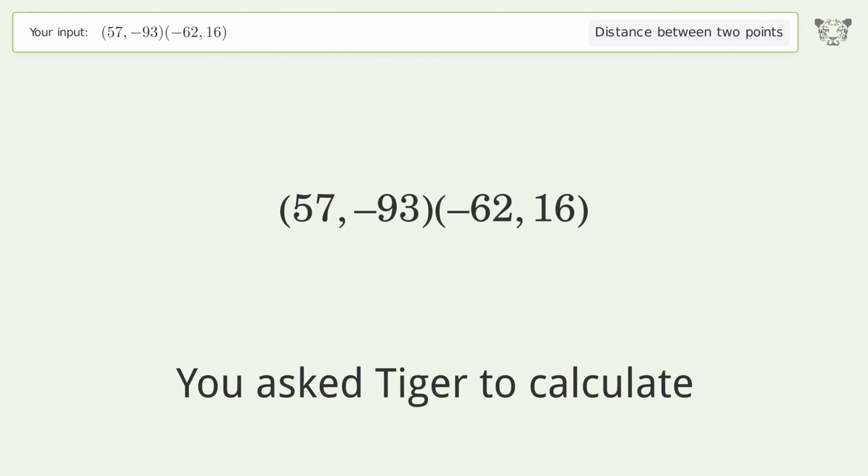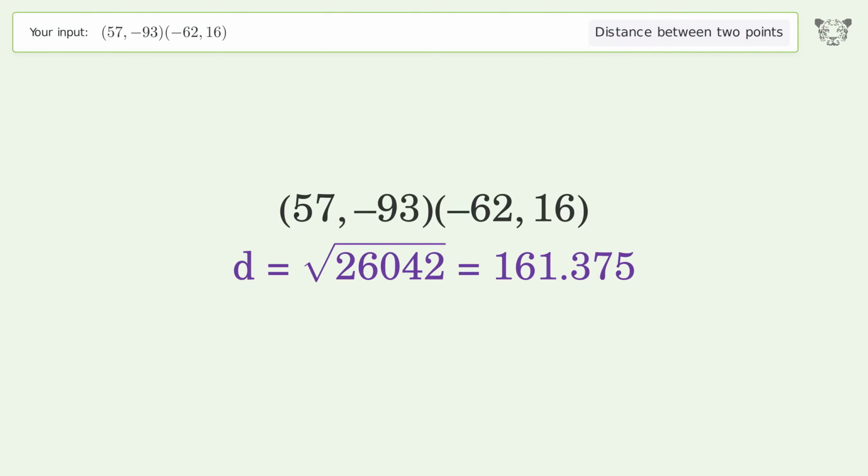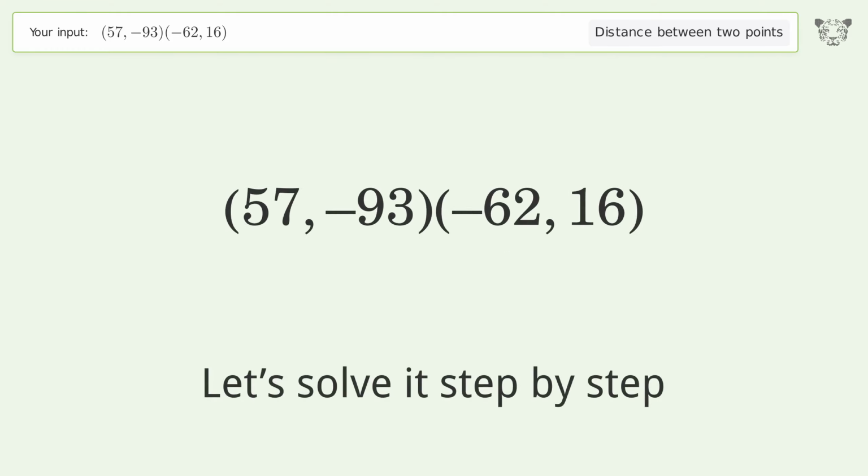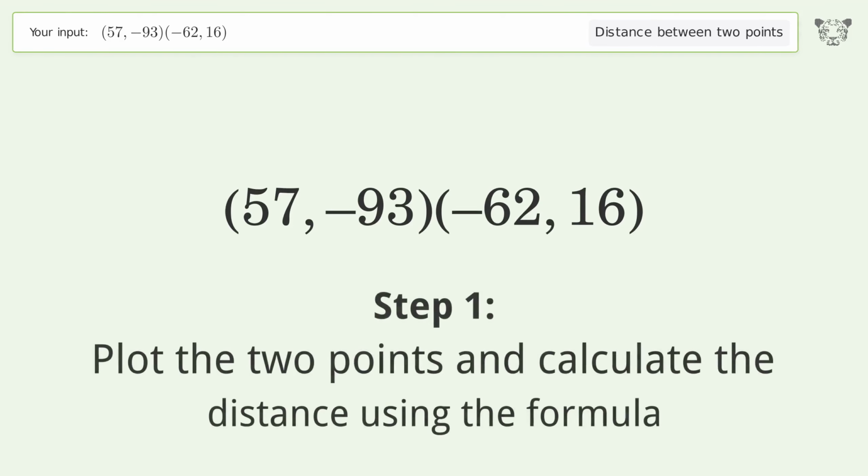You ask Tiger to calculate. This deals with the distance between 2 points. The distance between the 2 points is the square root of 26,042, or 161.375. Let's solve it step by step. Plot the 2 points and calculate the distance using the formula.